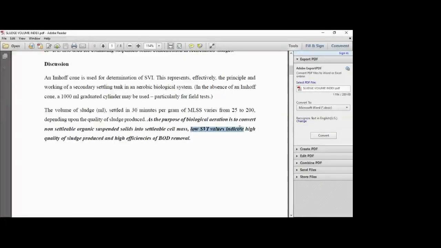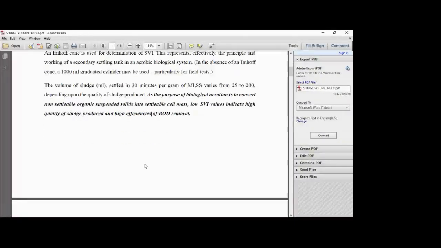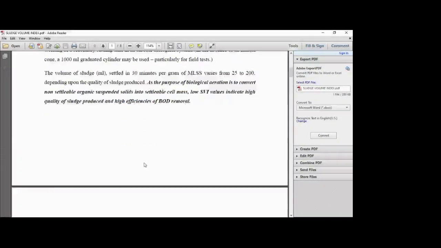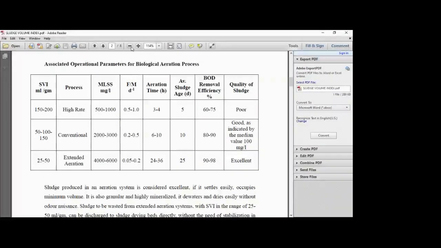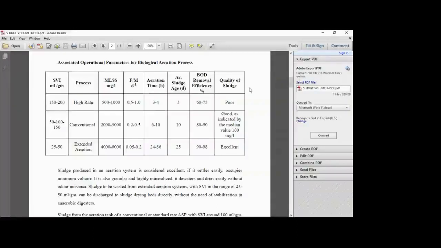So low SVI values, very important thing that you need to understand. Low SVI values indicate high quality of sludge produced and high efficiencies of BOD removal. Now as SVI values go on increasing, it affects the quality of the sludge, and it also tells us that the efficiency of the BOD removal is less, right? So I think that you have understood up till now, and there is no confusion. Now this particular table and the explanation below it carries a very good significance, right?